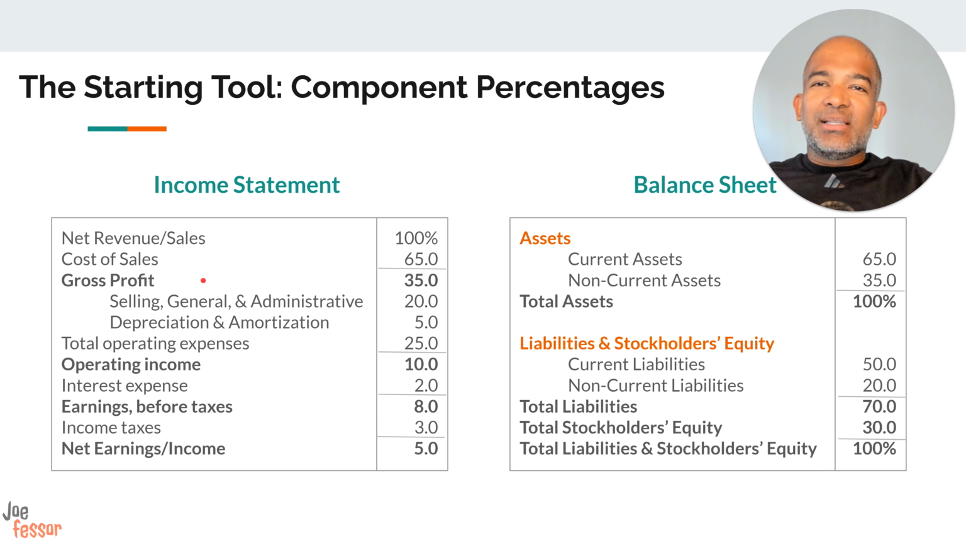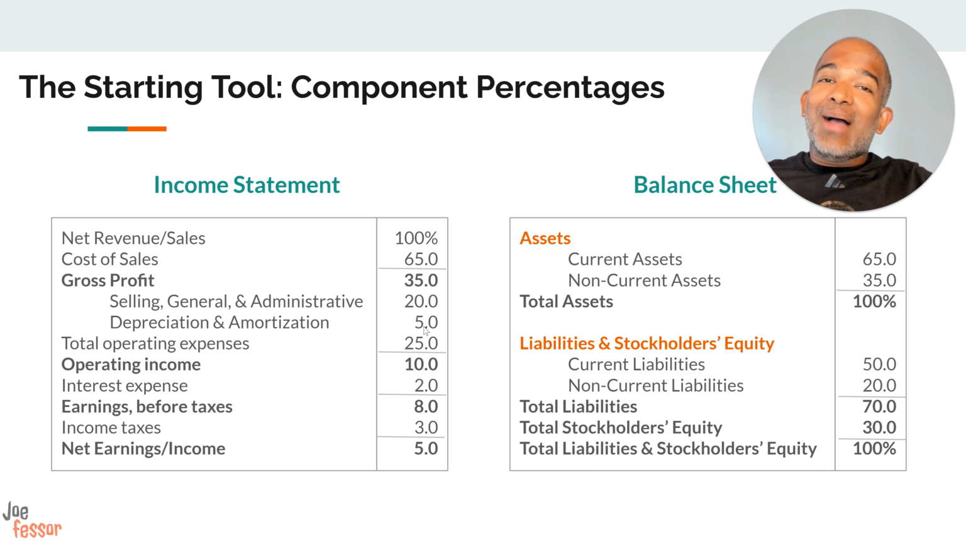For example, this company's cost of sales is 65% of the revenue and its net income is 5% of the revenue. On the balance sheet on the right, the base is total assets, which is also set to 100%. Here 70% of the company's growth is funded by liabilities and 30% is funded by stockholders' equity.